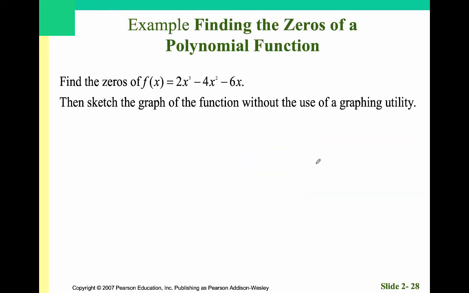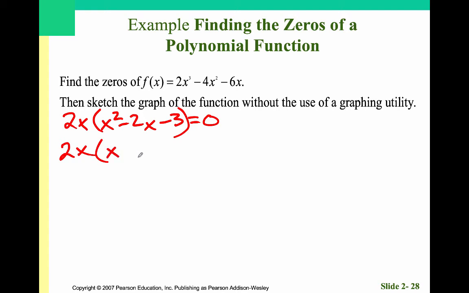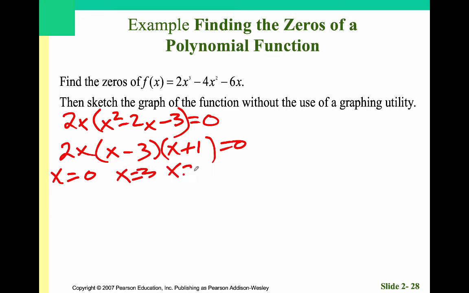Find the zeros and sketch the graph without a calculator. So the first thing you're always going to do if you're looking for the zeros is you're going to factor. So I'm going to take a 2x out, and I'm going to be left with x squared minus 2x minus 3. I'm going to continue factoring because I'm looking for the zeros, so I'm going to set it equal to 0, and what do you multiply together to get negative 3? Add together to get negative 2: negative 3, and positive 1. So I have zeros at 0, 3, and negative 1.